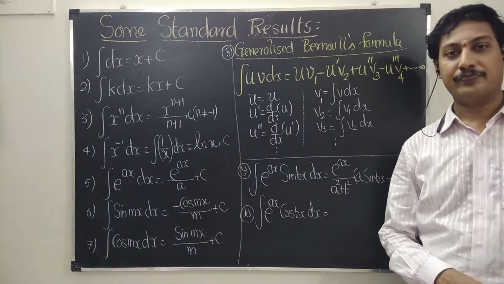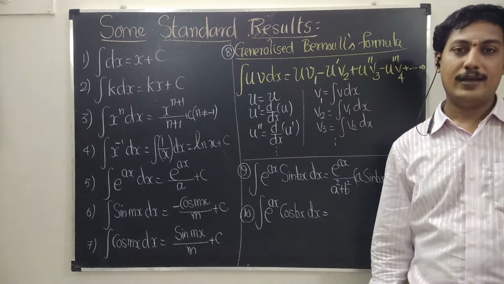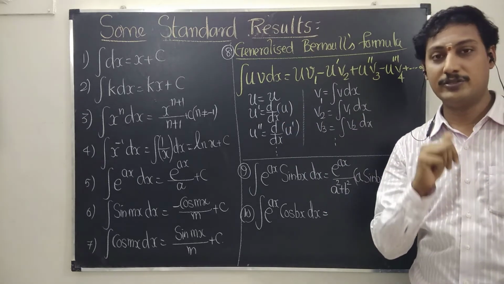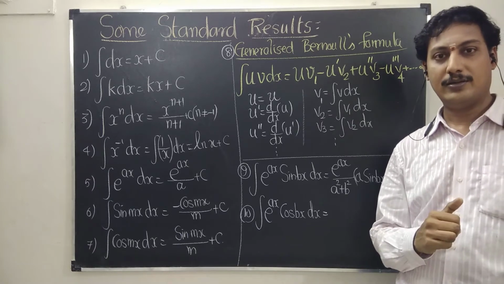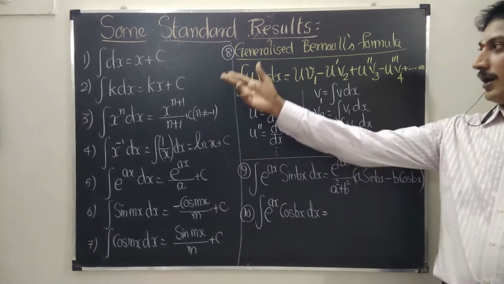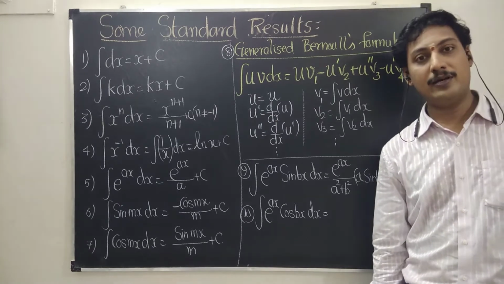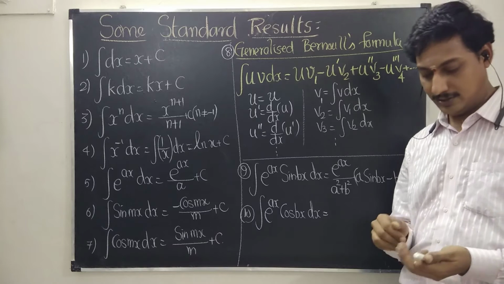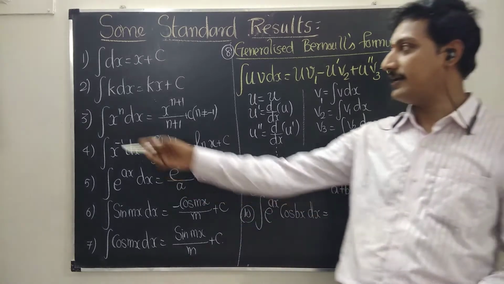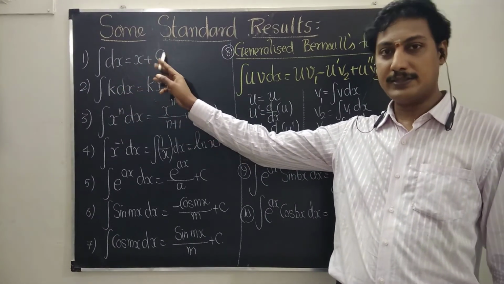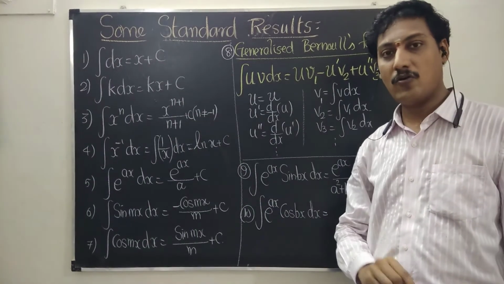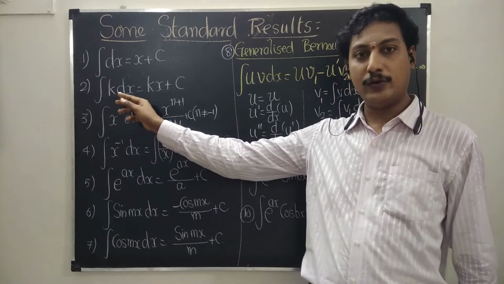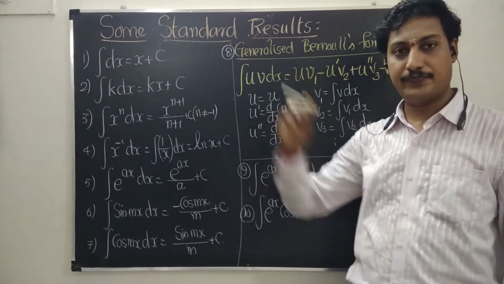In this class, I just summarize and recollect some standard results that we are going to use in this Fourier series unit. As you are already very much familiar, the integral formulas are the inverse of differentiation. So what is the integral of dx? X plus some constant, because plus constant is for all the cases. What is the integration of a constant k into dx? It is kx plus c.